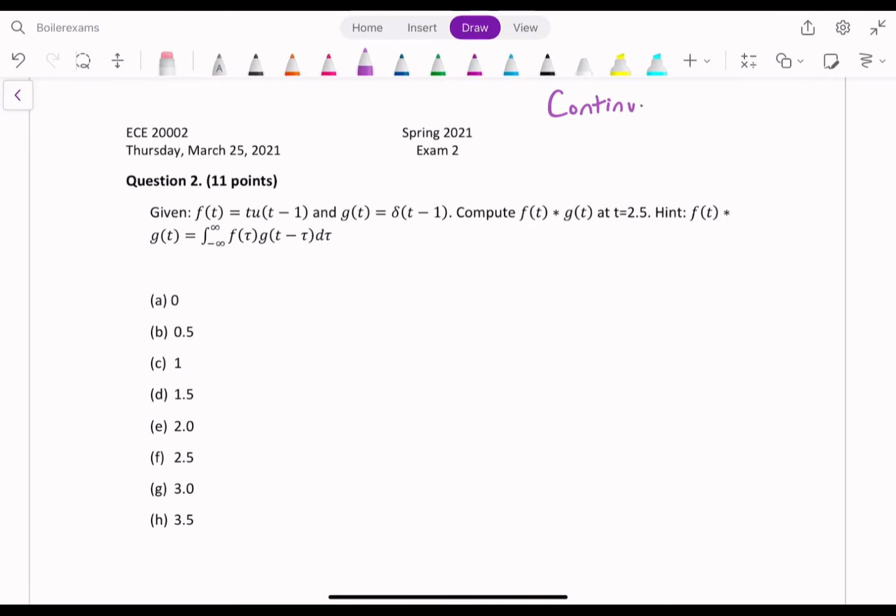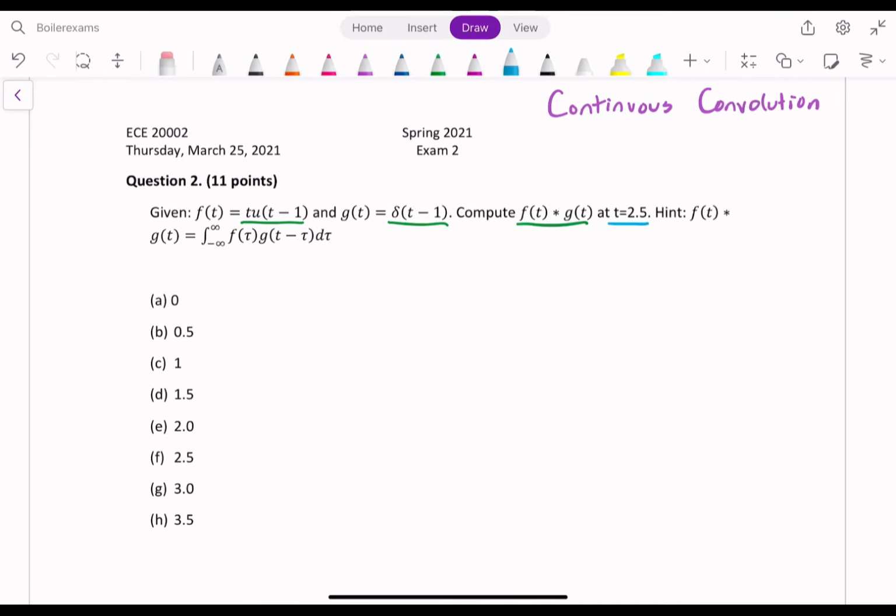Okay, what we have here is a continuous convolution question. They have given us two functions, f of t and g of t, and they want us to convolve these two functions together and then find out what the resulting function of their convolution is equal to when the independent variable t is equal to 2.5.